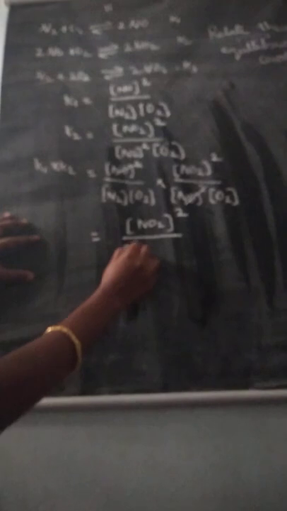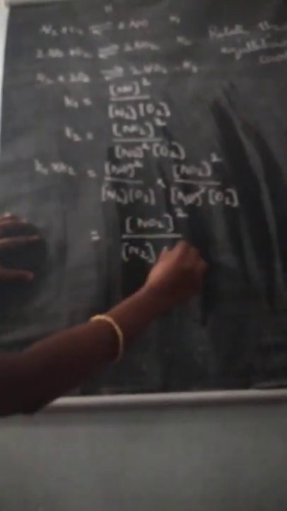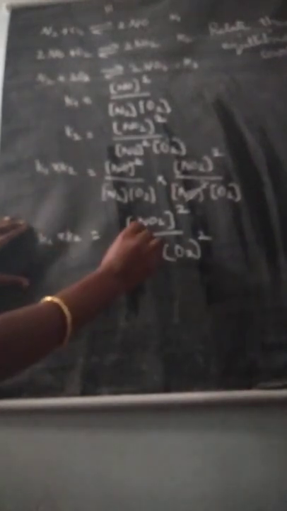So tell the answer now. You can write the answer: the concentration of NO2 power 2 divided by the concentration of N2 into the concentration of O2 power 2. Understand? So K1 into K2 is equal to this answer. See, this value is equal to K3. Now you can write the third equation, the K3 equilibrium constant value.